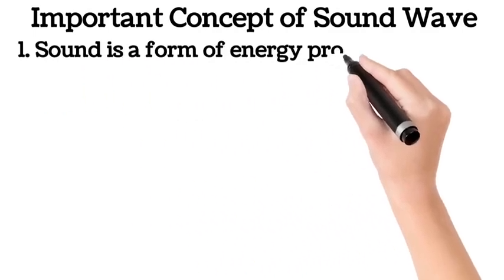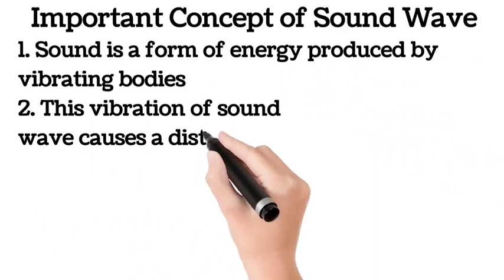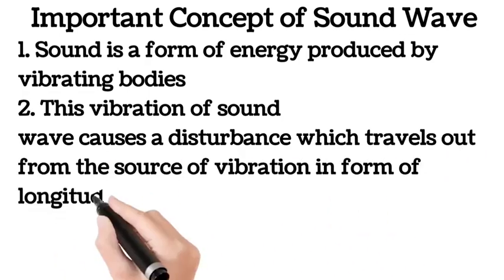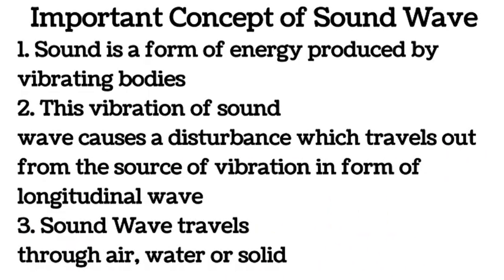So the first one, by definition, sound is a form of energy produced by vibrating bodies. Sound is a form of energy produced by vibrating bodies.